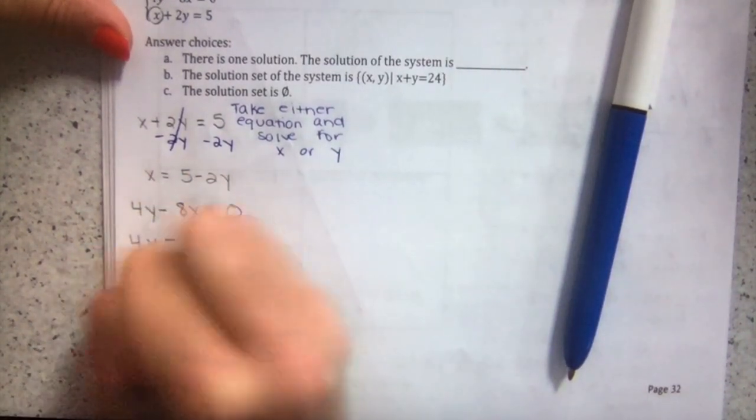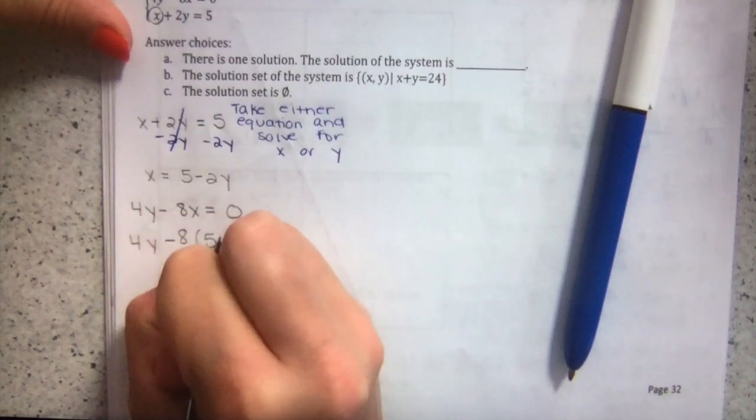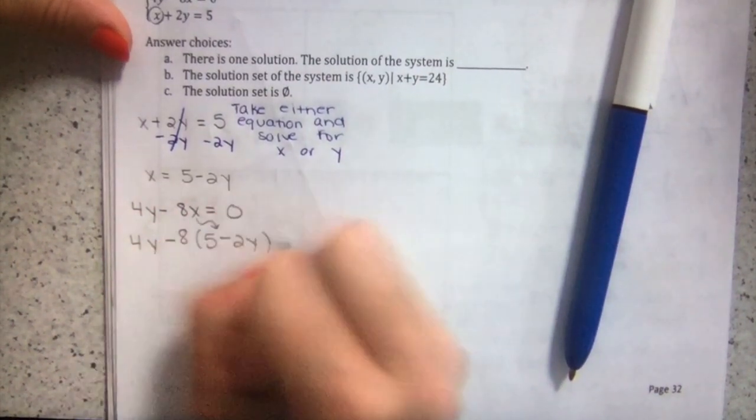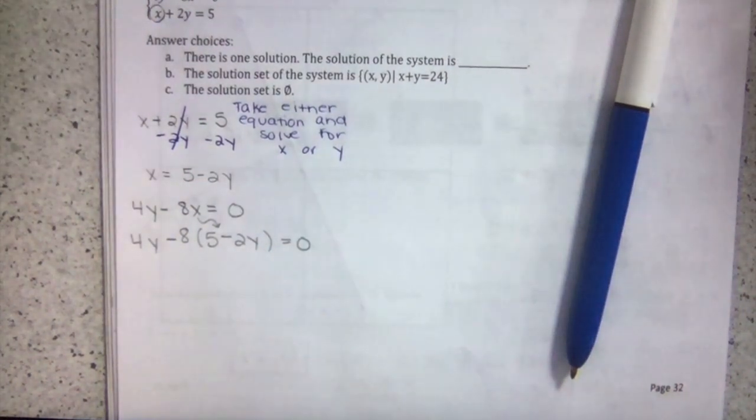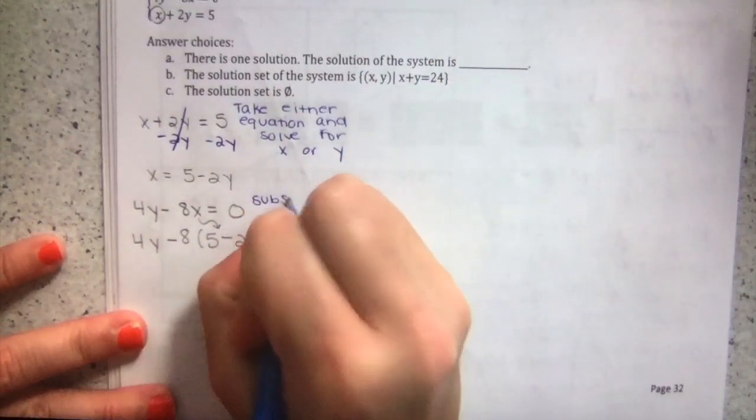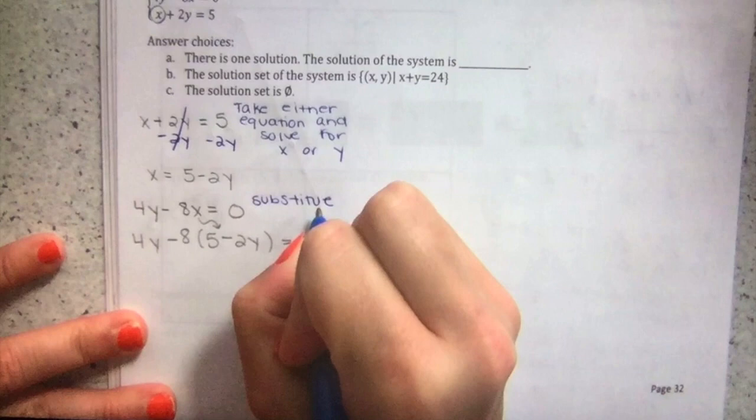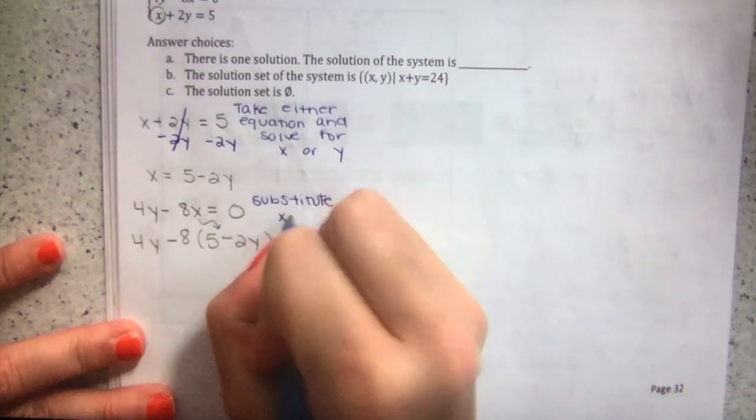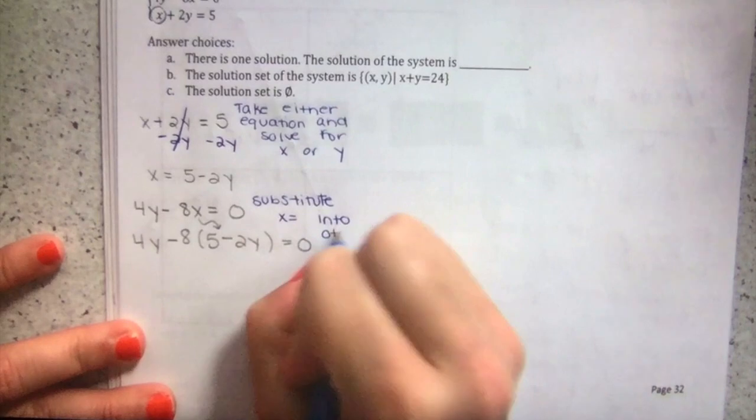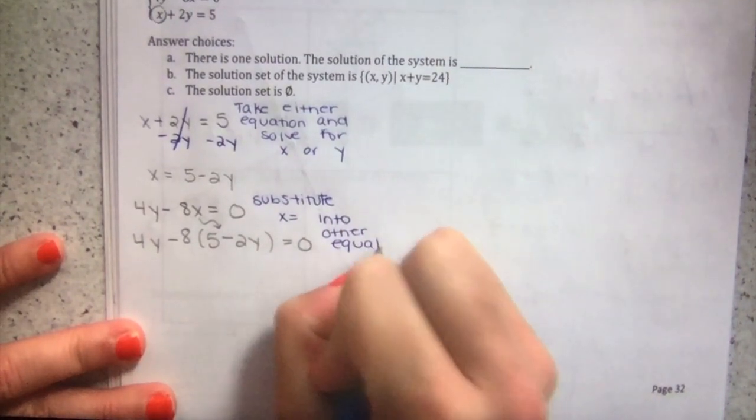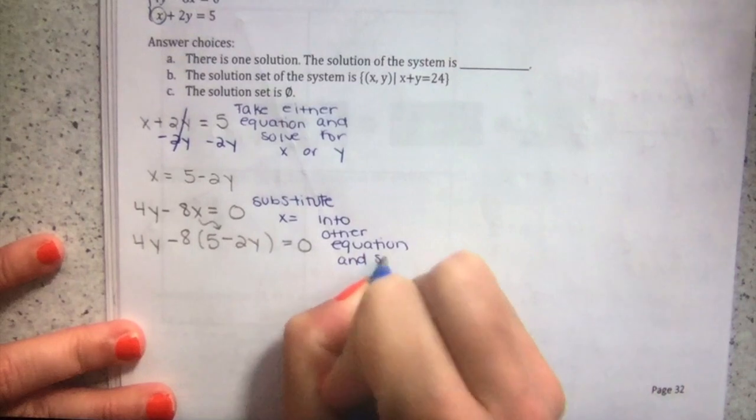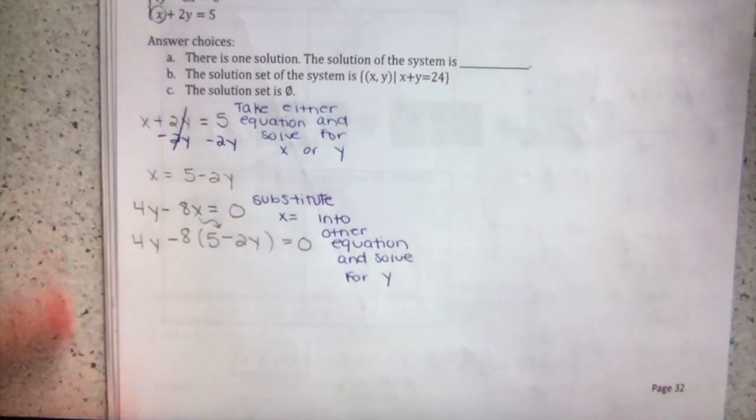Instead of x, I know x is the same thing as 5 minus 2y, so I can substitute that. We now have 4y minus 8 times 5 minus 2y equals 0. Now I have an equation with only y, so I can solve for y.